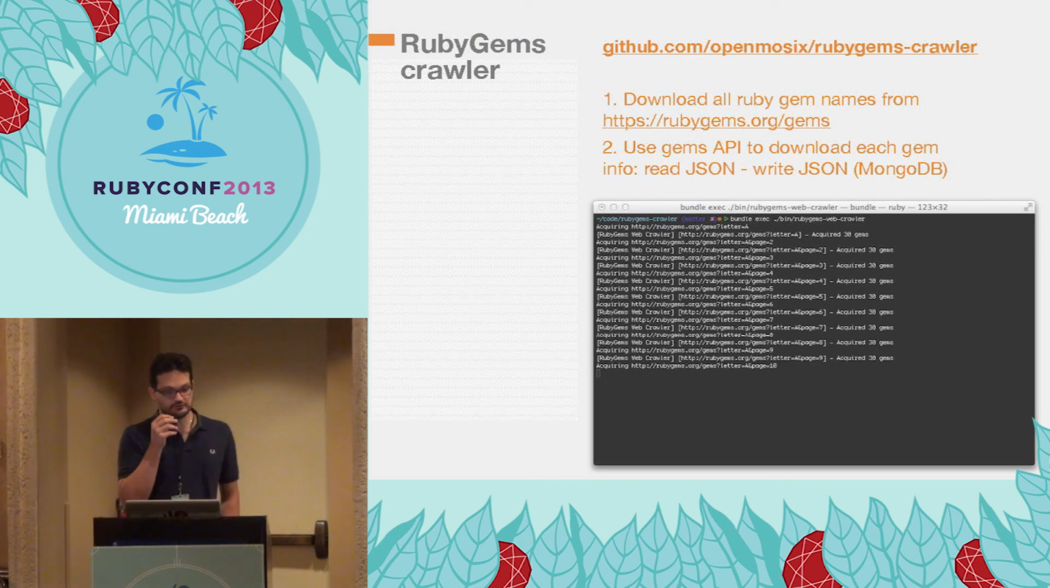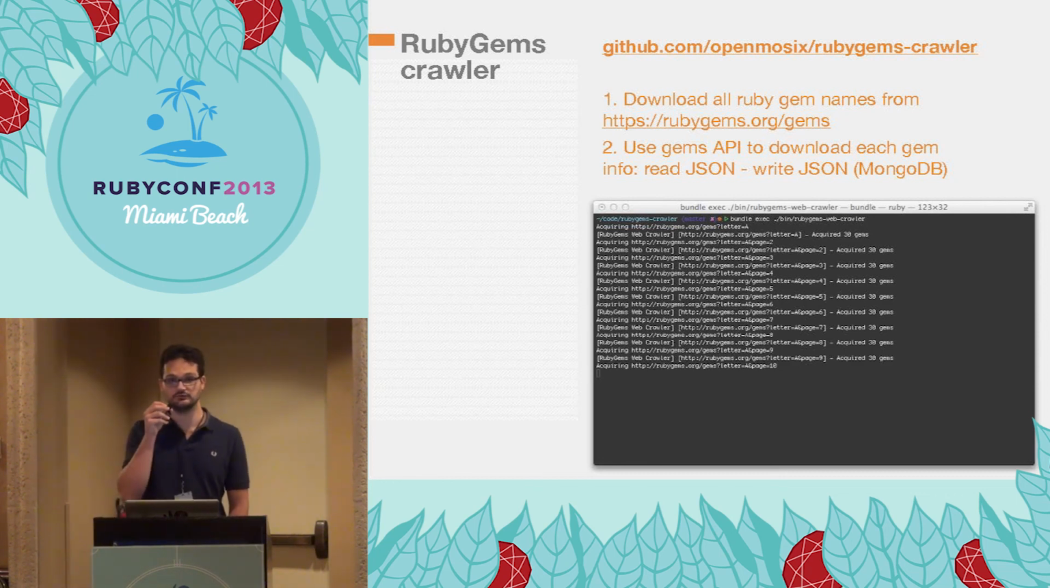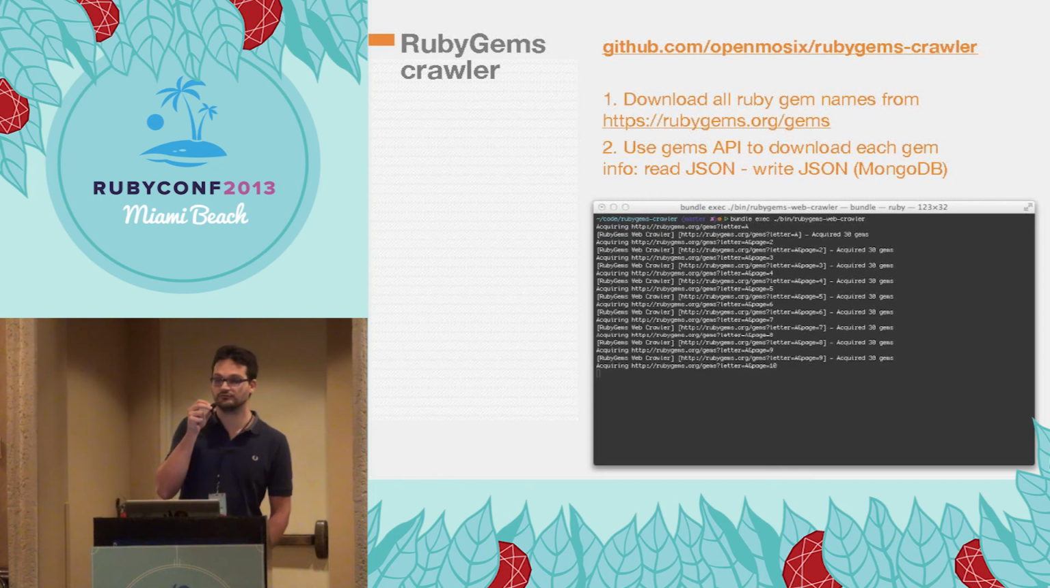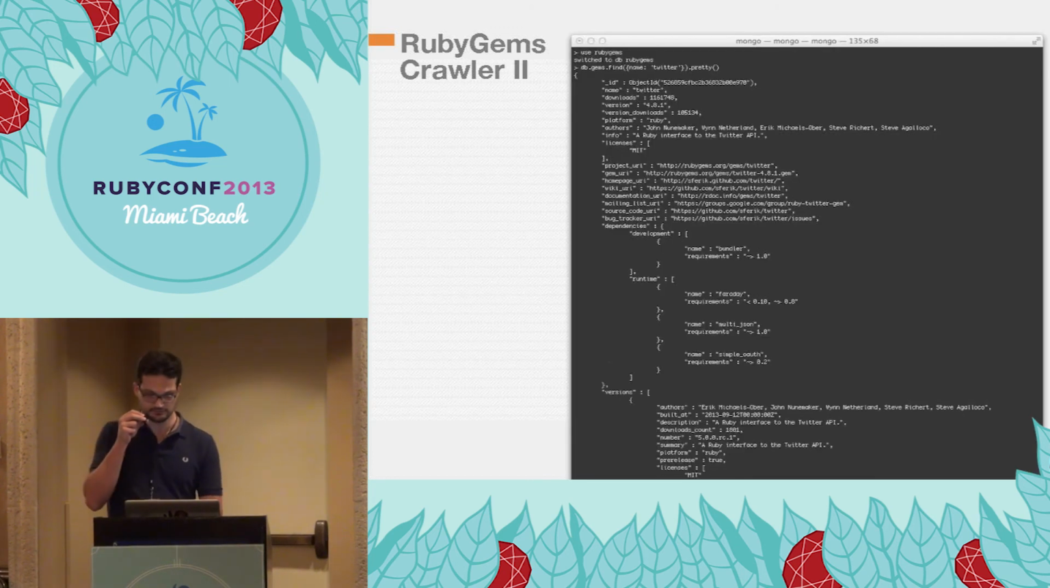So let's start from the crawler. The code is available there. I'm not spending too much time here because it's not the focus of the talk. But the idea is rubygems.org/gems provides the list of all the gem names. They are paginated by name. So we can go one by one, collect all the names using Nokogiri. And then using the gems.org API, we can download the JSON of each gem. So all of this, when it runs, ends in this.